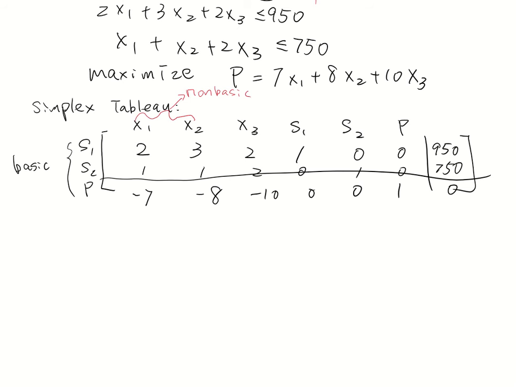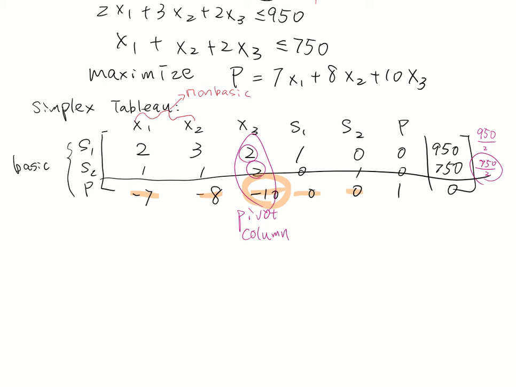First, let's find the first pivot element. Of all the indicators here, we have 5 indicators. The most negative indicator is this -10. So the column that -10 is in will be our pivot column. One of the 2's above the line will be the pivot element. How do we decide? We'll make the comparison by finding the quotient 950 divided by 2 and 750 divided by 2.